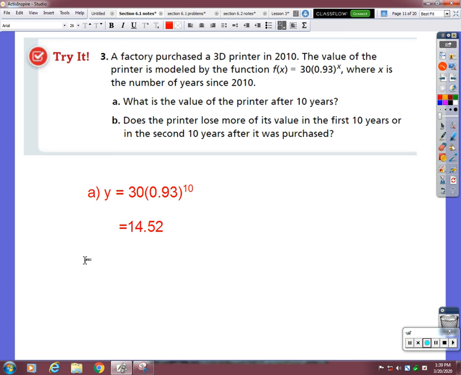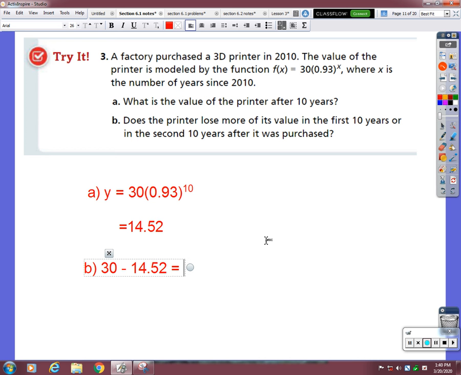So who knows? All right, next question says, does the printer lose more of its value in the first 10 years or in the second 10 years after it was purchased? Well, in the first 10 years, we just figured out that it went from an initial value of $30, I guess, to a new value of $14.52.